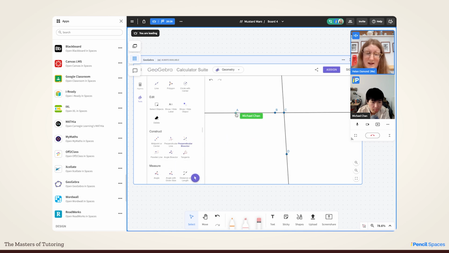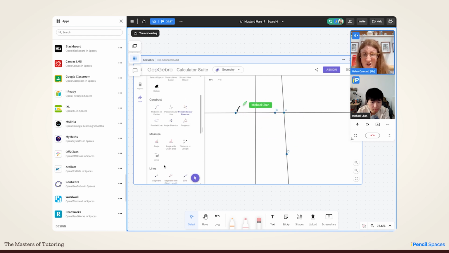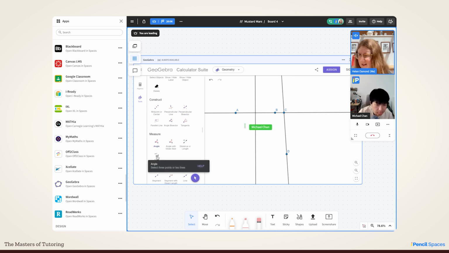So if you clicked A and B, then the perpendicular bisector has been made between those 2 points. Again, we can measure our angles if we wanted to. And Michael is also drawing on it to demonstrate. So it's very interactive. You can measure your angles and your areas in here.